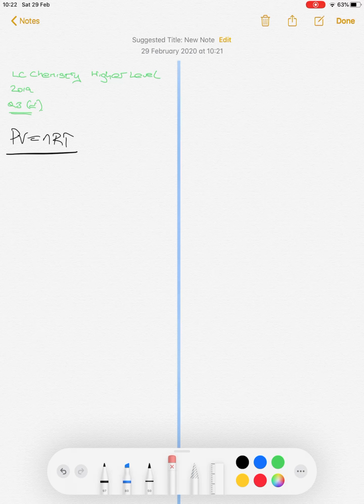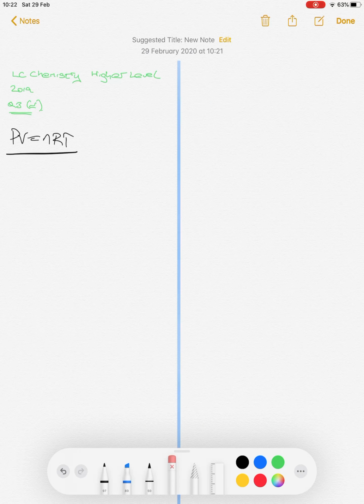Okay, so we're looking at last year's Leaving Cert Chemistry Higher Level Exam 2019 Question 3 Part D. And the question involves working out the relative molecular mass of a volatile liquid. A volatile liquid is a liquid, of course, which is easily vaporized. And for this experiment, it would be a liquid which would have a boiling point less than 100 degrees Celsius.